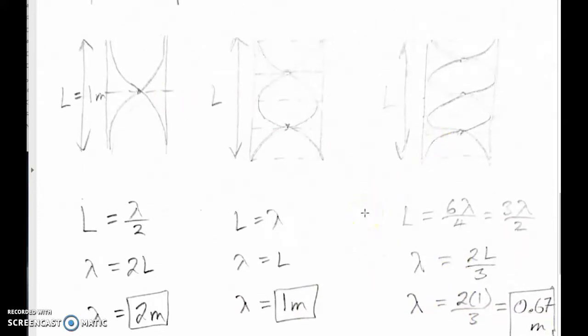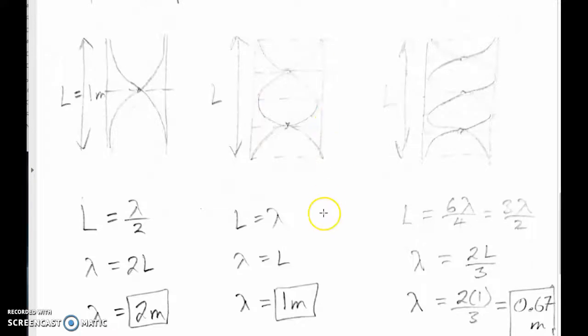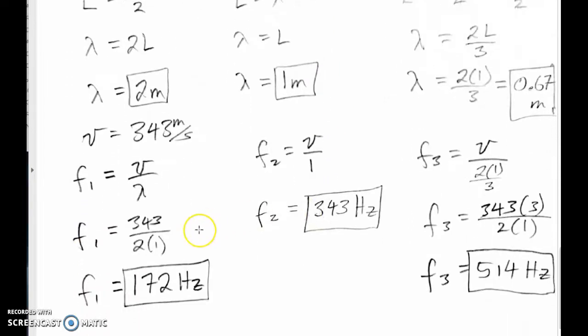And this is a general strategy for solving this kind of problem. You need to figure out the wavelength in that pipe first, and then you can plug that into the v equals f lambda equation, solve for f, and get the frequency. So the fundamental frequency, 172, the next harmonic, 343, and the next one, 514.